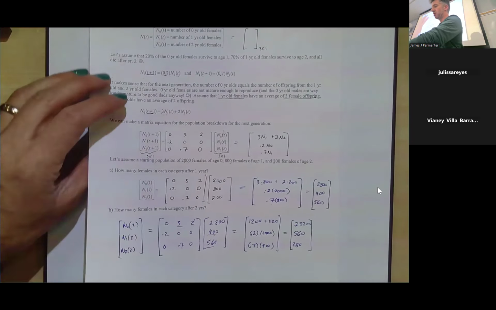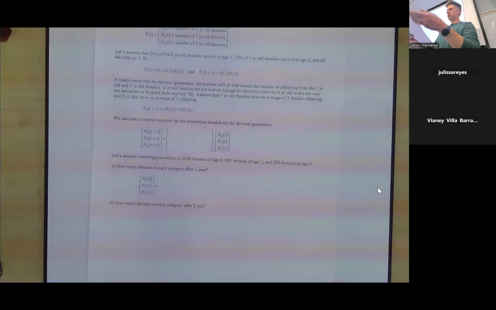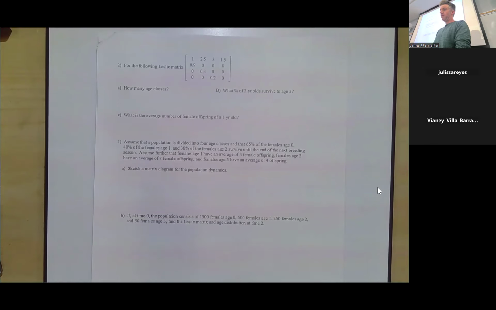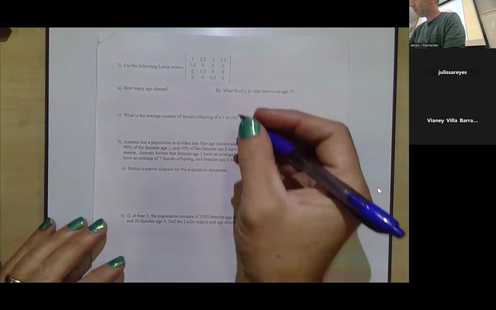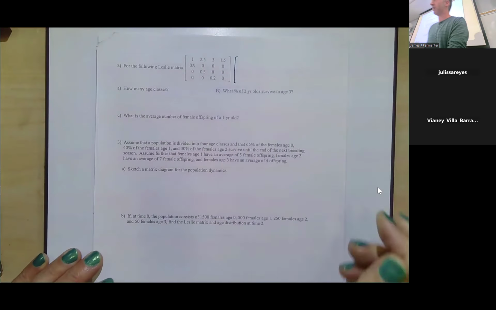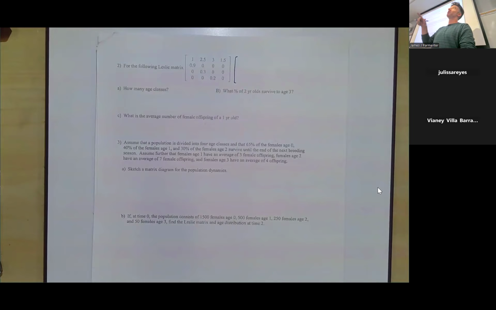All right. Continuing on. Looking at a new Leslie matrix. For the following Leslie matrix, which is this 4x4 matrix, the first question is how many age classes are there? So when we see this matrix, what I would think about doing is just assuming the number of, usually they're square, but the number of columns is the number of age categories we have.